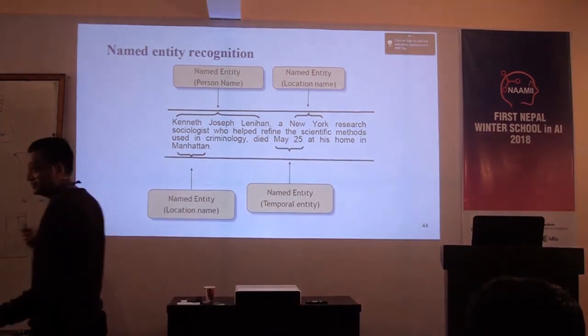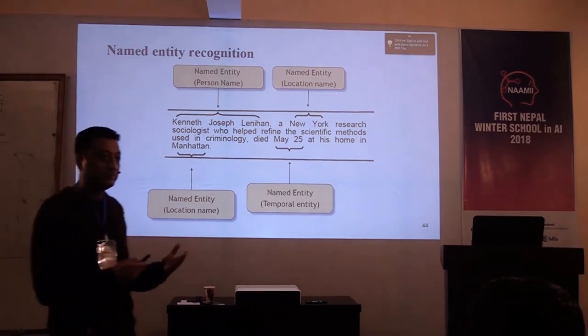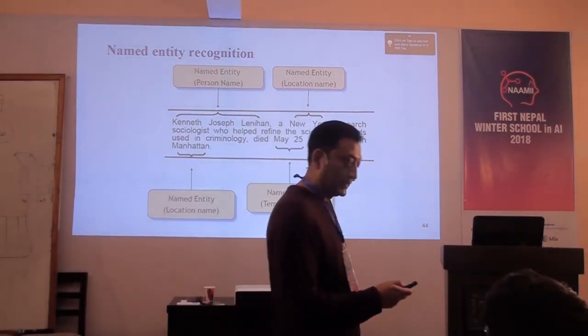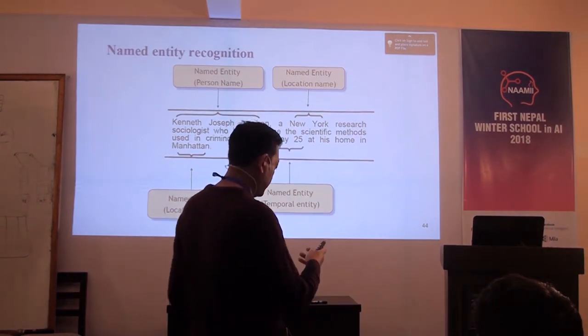So it's easy. This is a supervised learning problem. We have training data, and using the training data and our word embeddings, we will be able to identify both the span and the class.